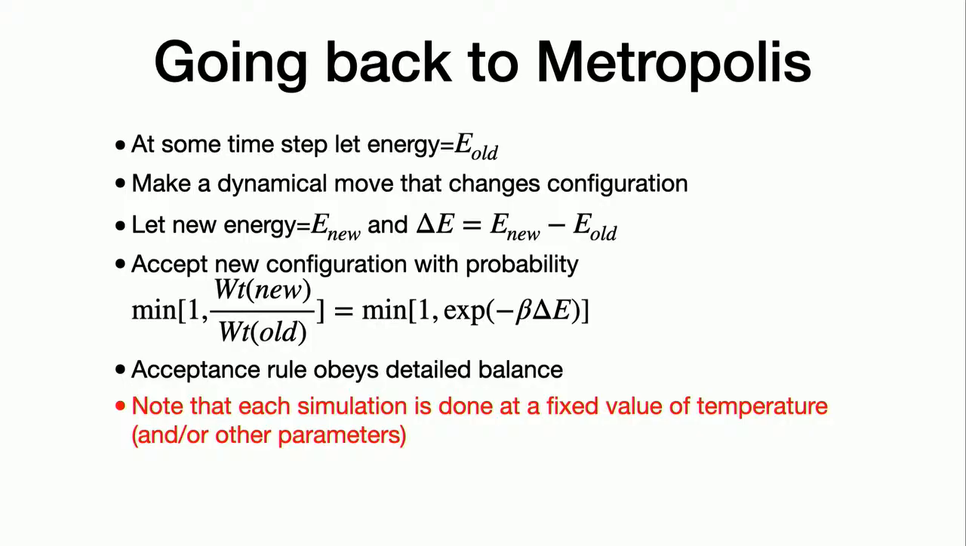But for that, let me just go through the Metropolis rule one more time. So I had energy E old, I have a new configuration with energy E new, and the difference in energy is E new minus E old. You accept a new configuration with probability minimum of 1 comma the weight of new by weight of old, but we knew the weight of new was e to the power minus beta E new, and the weight of old is e to the minus beta E old. That gave us this expression. This acceptance rule obeys detailed balance, and one thing to remember is that each simulation is done at a fixed value of temperature. Temperature is fixed and you are running over a long time.